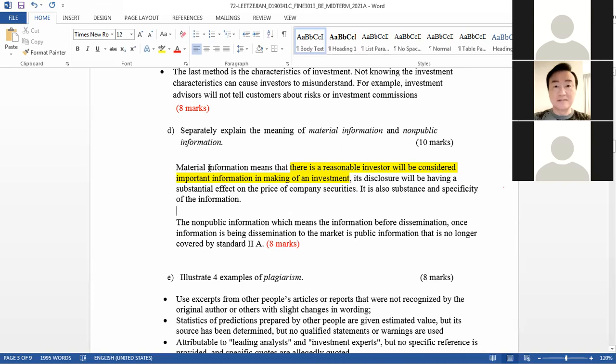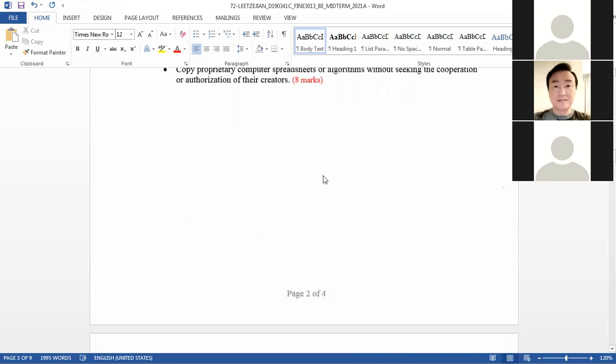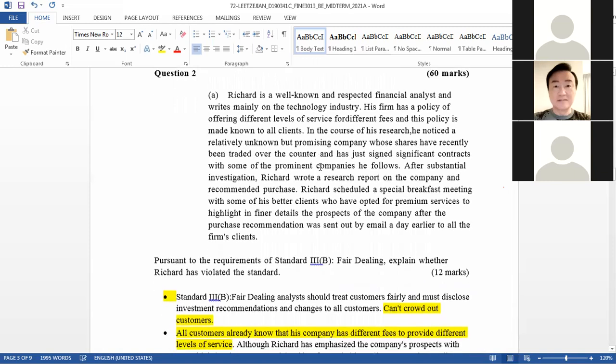Okay, so this is very, very badly written. It changed the meaning of the sentence completely. Right. So that's why you get 8 marks. If you write this properly, you get 10 marks. Right. So this part is okay. Question E. Right. So this part here.